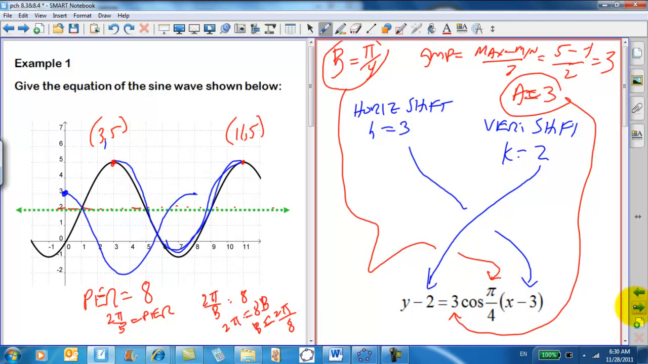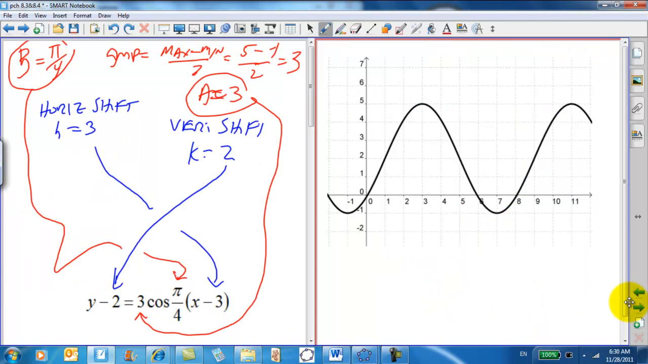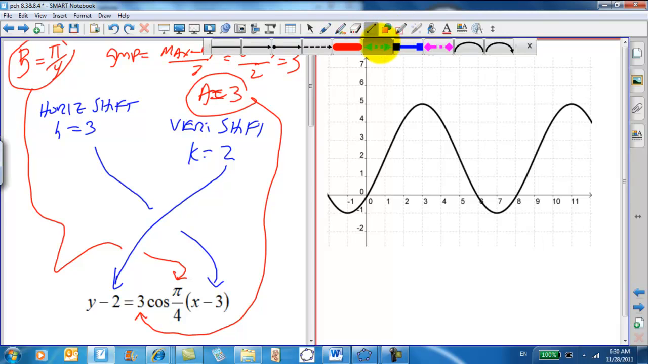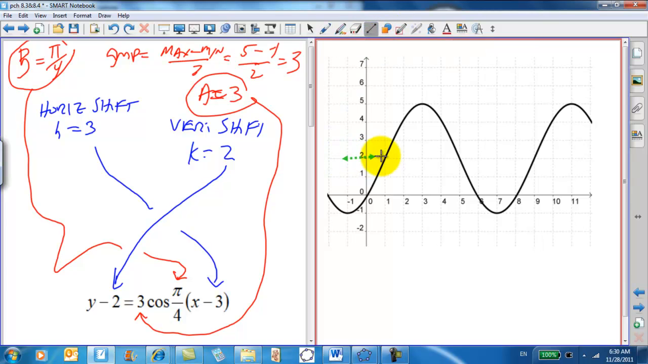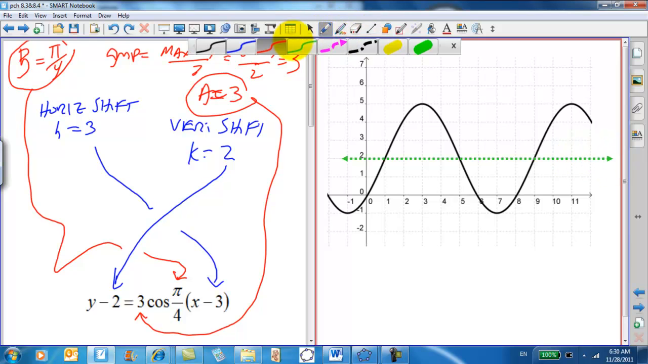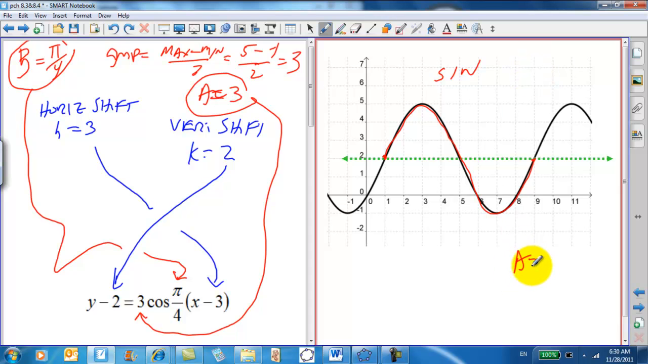Now let's say you liked using sine instead, and you said, oh, I see the midline. Here's the midline, halfway between the max and the min. And I'm going to aim for sine this time instead, the sine going like this. Well, we're going to borrow the same amplitude and period again, and so they're going to have the same A and B. So A will still be 3, and B will still be pi over 4. It's just that the shifts change a little bit when we think of this as a sine.